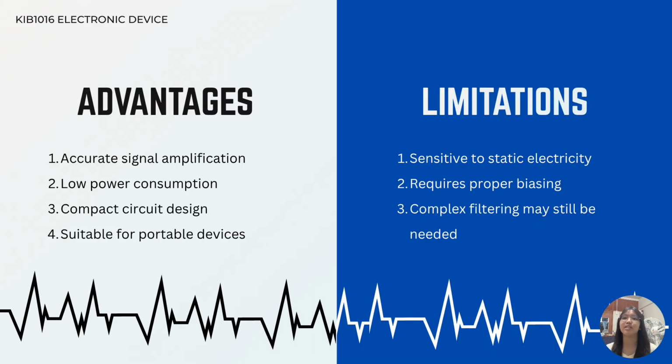And now, let us discuss the advantages and the limitations of MOSFETs in ECG systems. Some advantages include accurate signal amplification, low power consumption, compact circuit size, and suitability for portable medical devices. However, there are also some limitations. MOSFET devices can be sensitive to static electricity and require proper biasing to operate correctly. In addition, complex filtering circuits may still be necessary to remove environmental noise from the ECG signal.